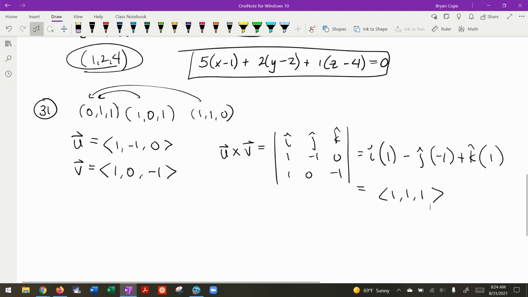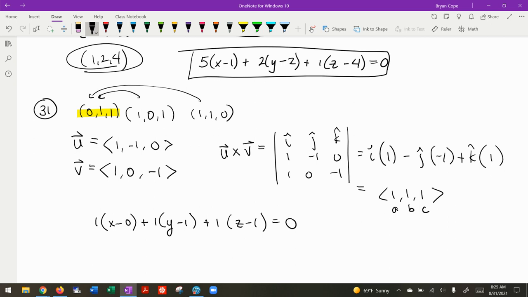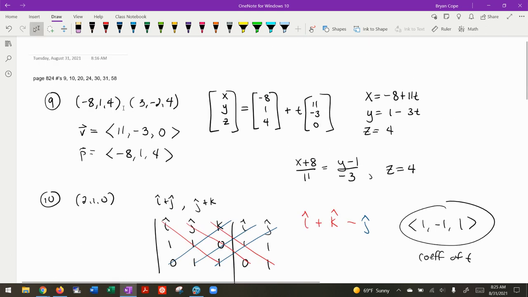Okay, so if that's our ABC, that's our normal vector, we'll use one of the given points. I'm going to use the first point. So we'd have 1 times x minus 0 plus 1 times y minus 1 plus 1 times z minus 1. I'm just going to clean that up a little bit. So we've got x plus y minus 1 plus z minus 1 equals 0, or x plus y plus z equals 2. And you can always confirm that that plane does contain those points just by trying them, and they do. And our last problem is 58.